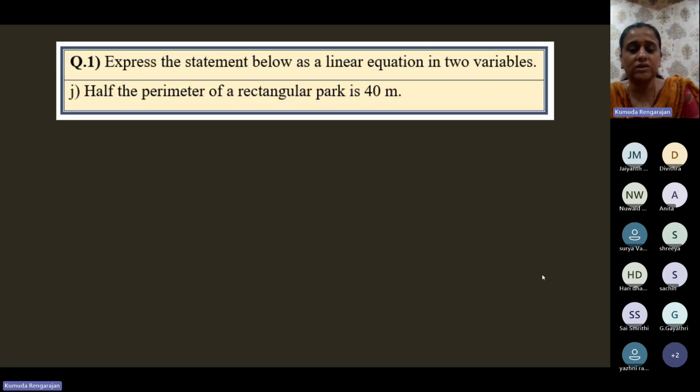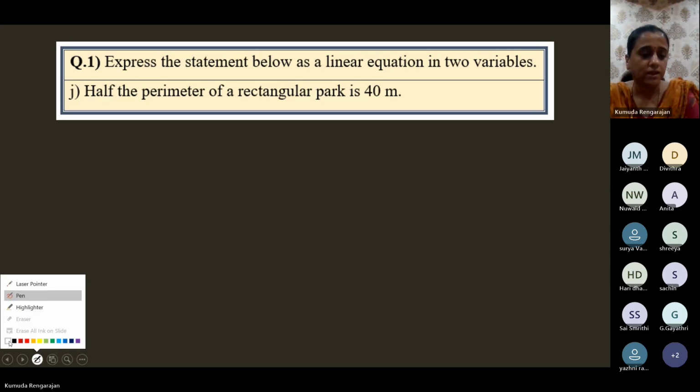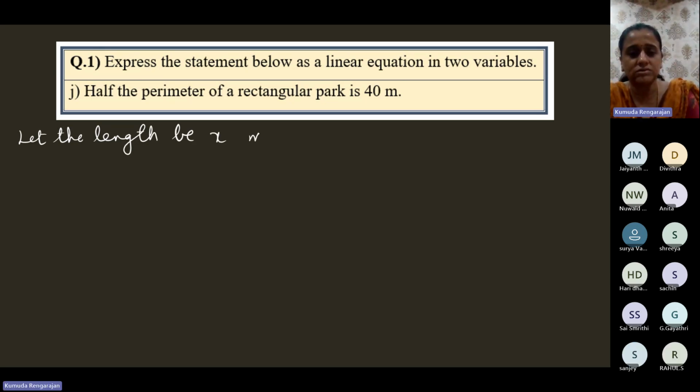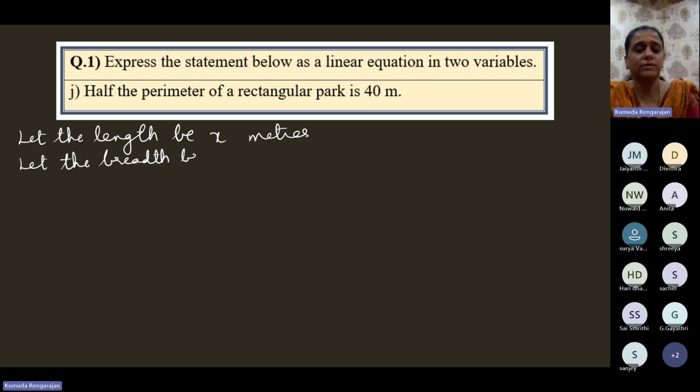Half the perimeter of a rectangular park is 40 meters. The formula to find the perimeter of a rectangle is 2 into L plus B. So you can take the length as X. Let the length be X meters. Let the breadth be Y meters.